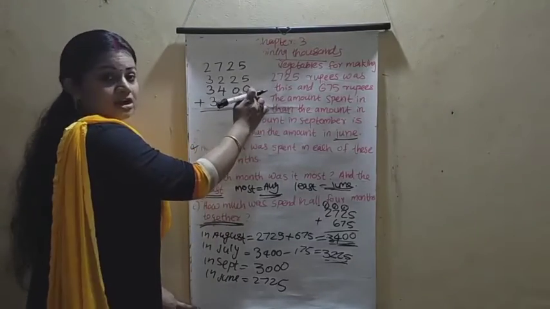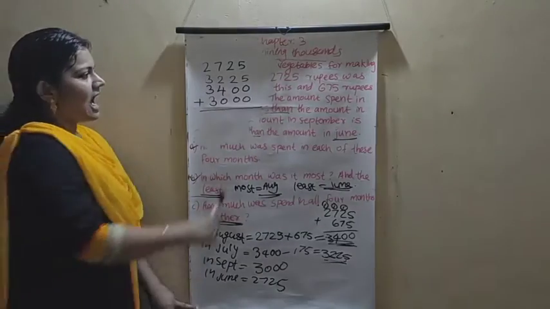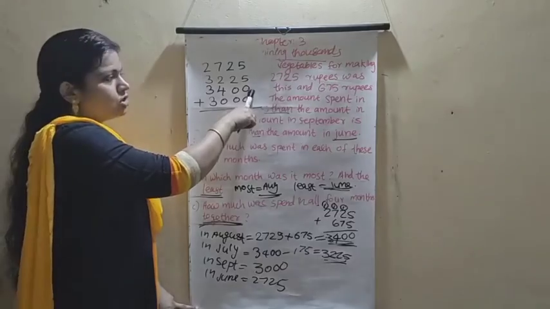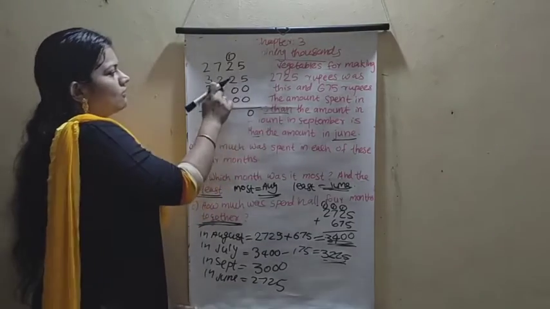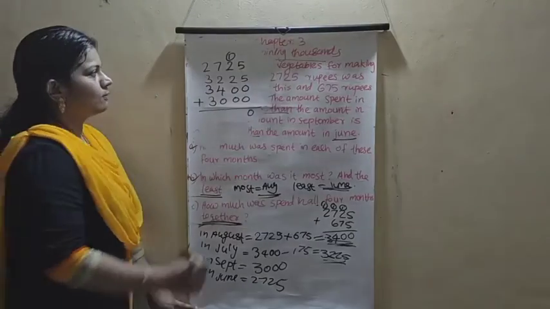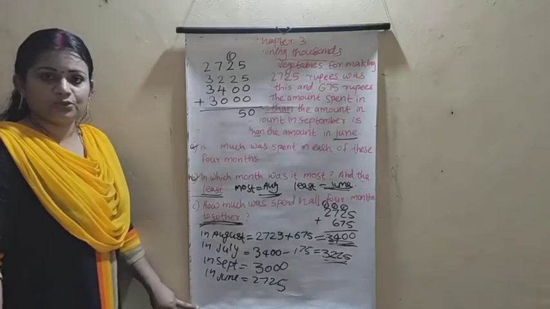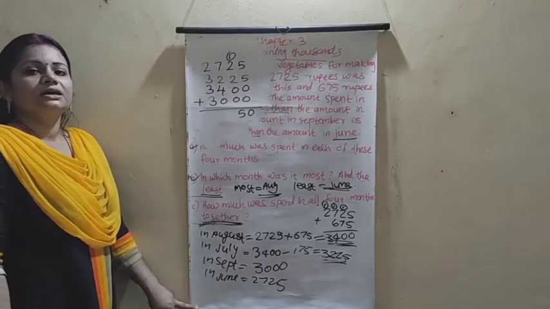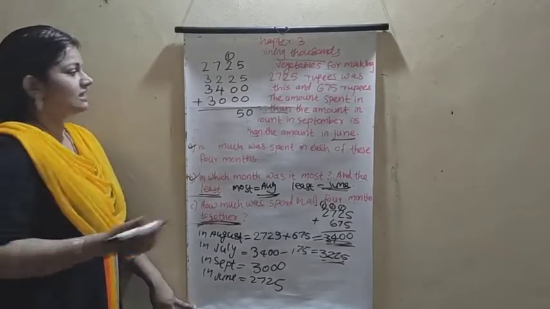June, July, August, September. Find out the total amount of this month. Add 0 plus 0, 0. 0 plus 5, 5. 5 plus 5, 10. 1 is the carryover. 2 plus 2, 4. 4 plus 1, 5. 4 plus 2, 6. 6 plus 7, what?